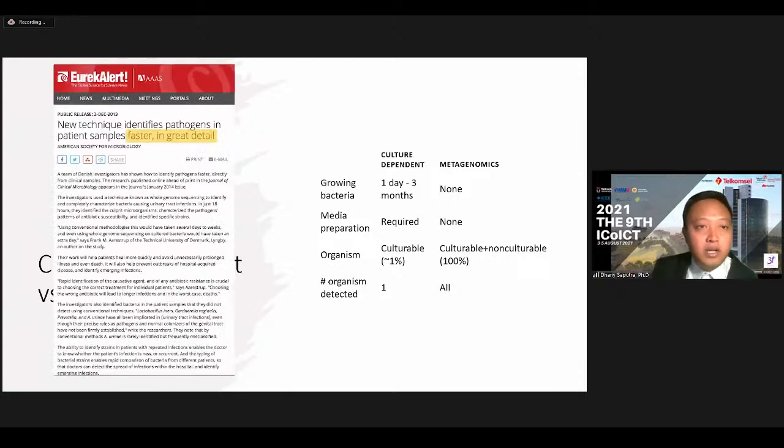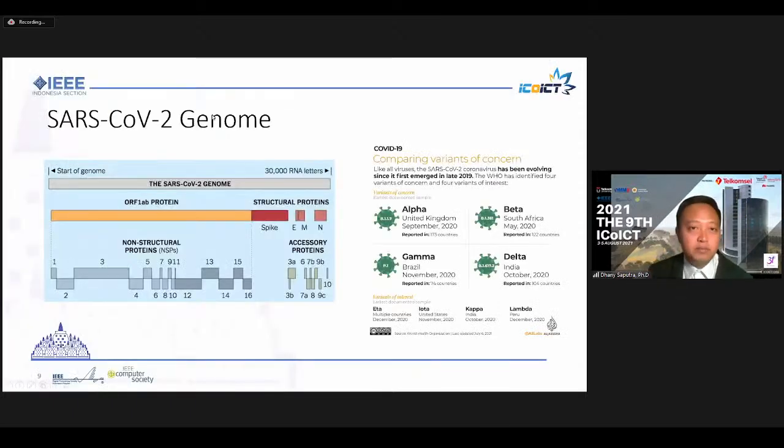And this is one of the news items, I think from one of these journals, that said new techniques have been invented by a team of Danish investigators. This is basically our paper, our first paper in the team, that published a new method for diagnosis using metagenomics, which is faster and in great detail, especially important for epidemiologists. So I will talk a little bit about this SARS, this COVID genome.